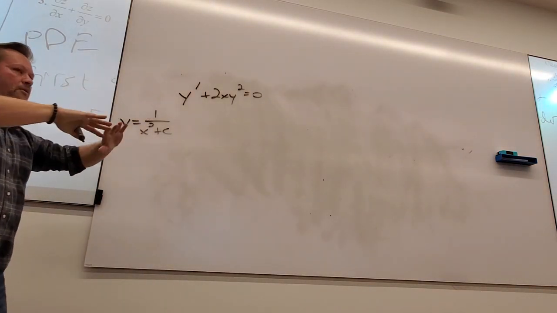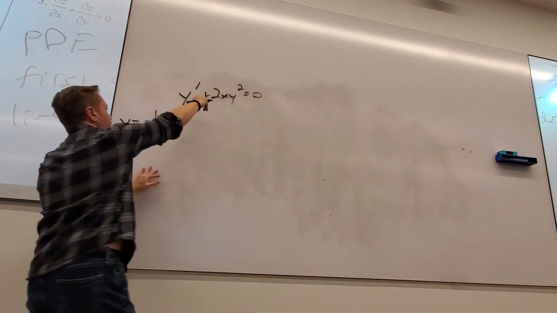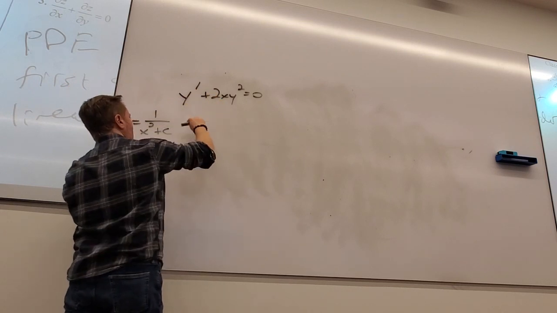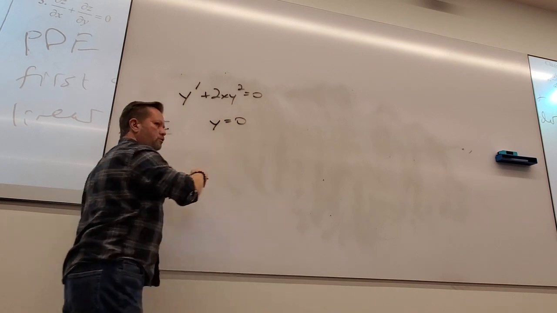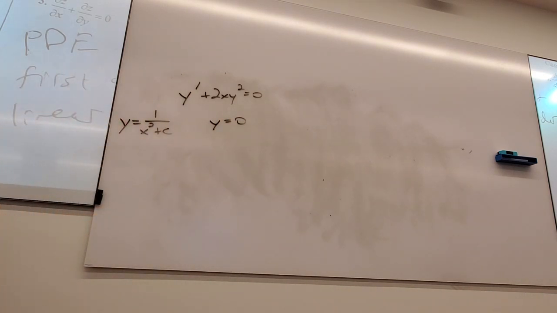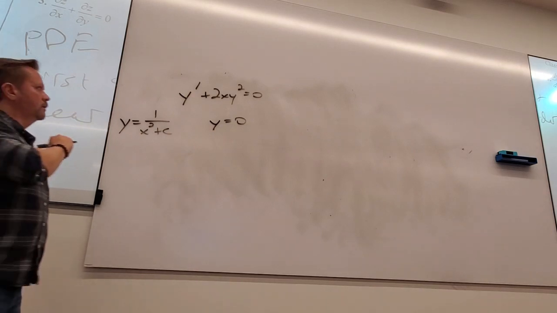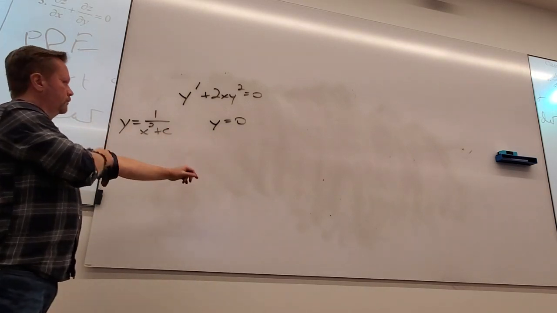So this is an example of an ODE that has two distinct solutions. There's not a unique solution to this. There are two solutions to this. You guys with me? Okay, I like it. Very interesting.